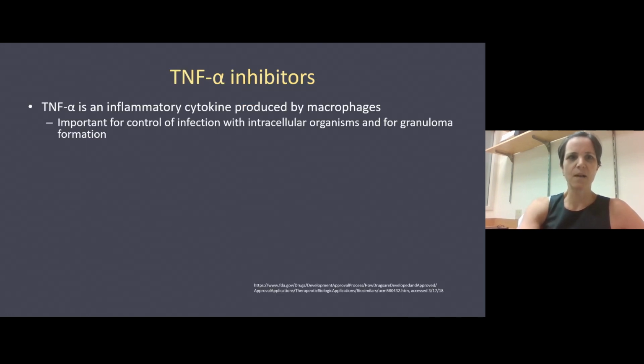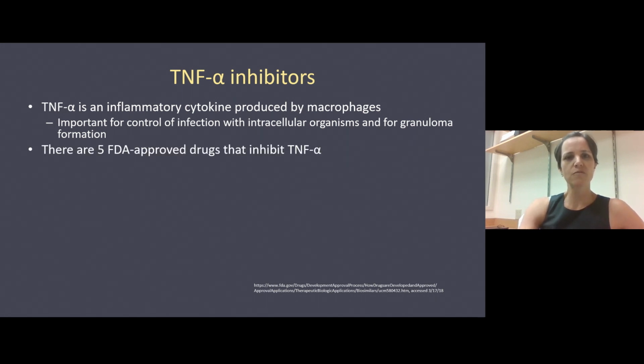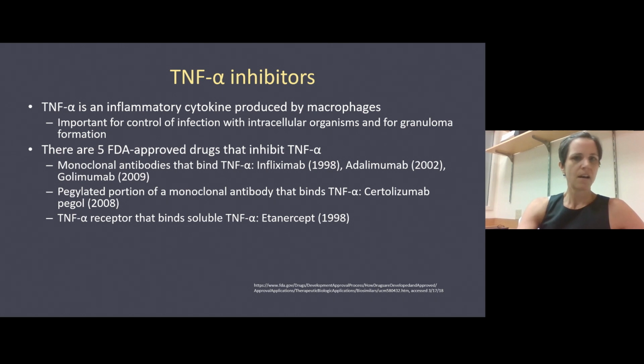So moving on, TNF-alpha is an inflammatory cytokine produced by macrophages. It's important for the control of infection with intracellular organisms and for granuloma formation. There are 5 FDA-approved drugs that inhibit TNF-alpha. Monoclonal antibodies that bind TNF-alpha include infliximab, adalimumab, and golimumab. And then certolizumab is a pegylated portion of a monoclonal antibody that binds TNF-alpha. The TNF-alpha receptor that binds soluble TNF-alpha is etanercept.